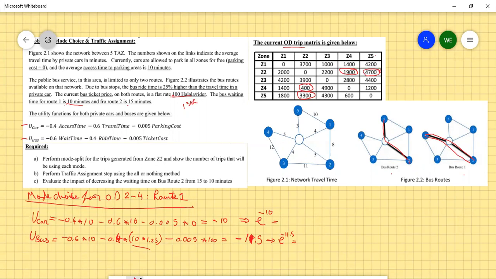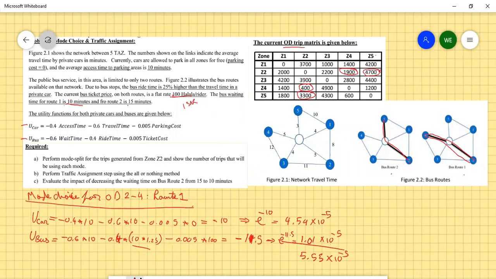So here e to the power minus 11.5. So shift, e minus 10. This will be 4.54 multiplied by 10 to the minus 5, and here this would be 1.01 multiplied by 10 to the power minus 5. So the sum of these is going to be 5.55 multiplied by 10 to the power minus 5.